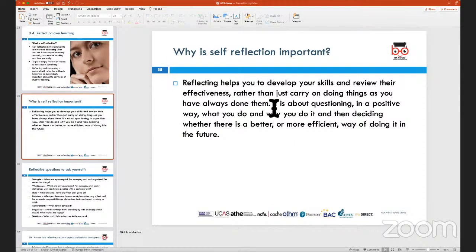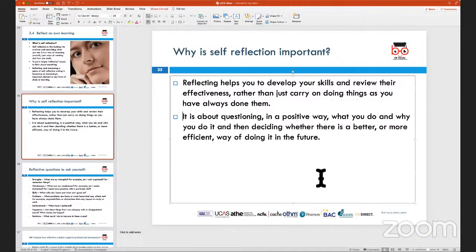Now, why is self-reflection quite important? It is important because it helps you review your skills and the things that you do at your place of work, and why you would carry on doing these things at a place of work in a particular way, or in a particular style, or with a particular attitude and behavior, and what needs to be corrected to ensure that you are delivering them in the right manner which is required by your employer.